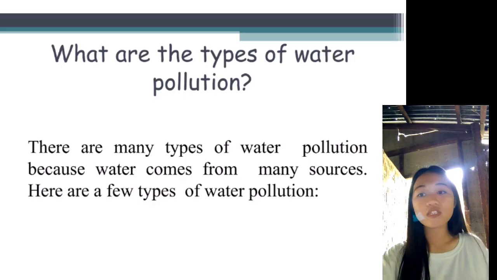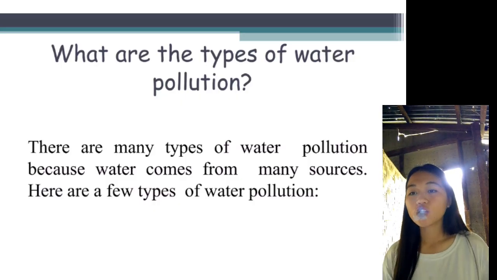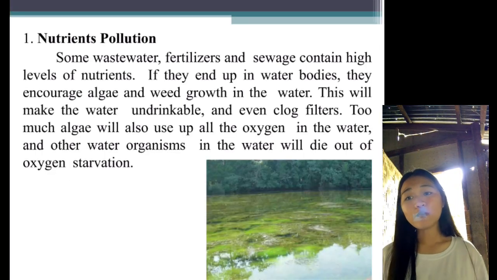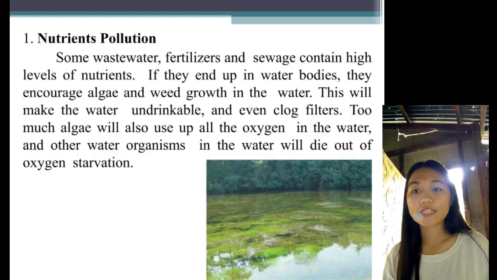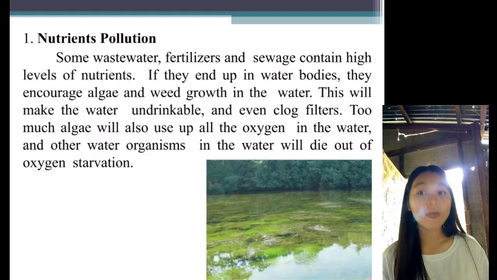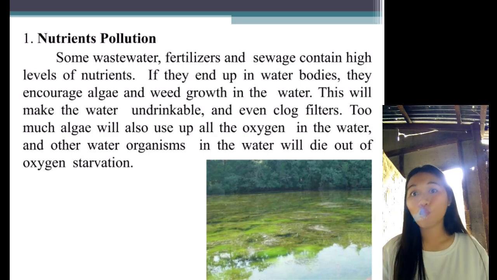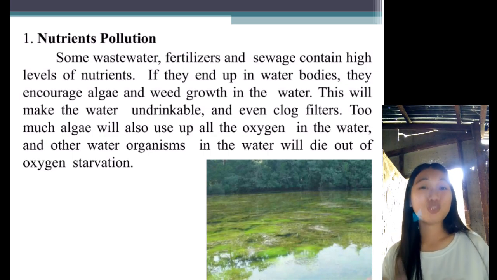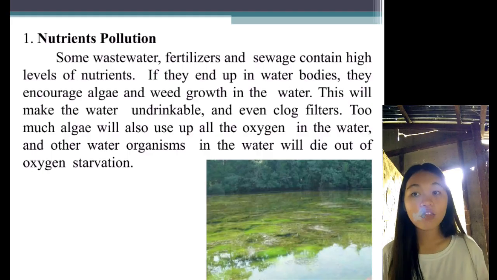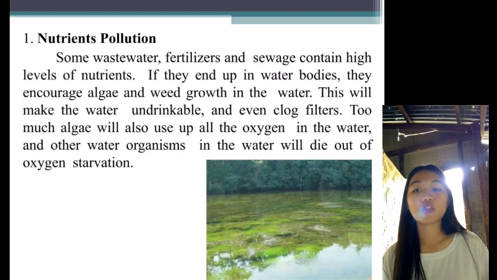So here are a few types of water pollution. So let's start with nutrients pollution. Some wastewater, fertilizers, and sewage contain high levels of nutrients, and if they end up in water bodies, they encourage algae and weed growth in the water. This will make the water undrinkable and even clog filters. Too much algae will also use up all the oxygen in the water, and other water organisms will die out of oxygen starvation.